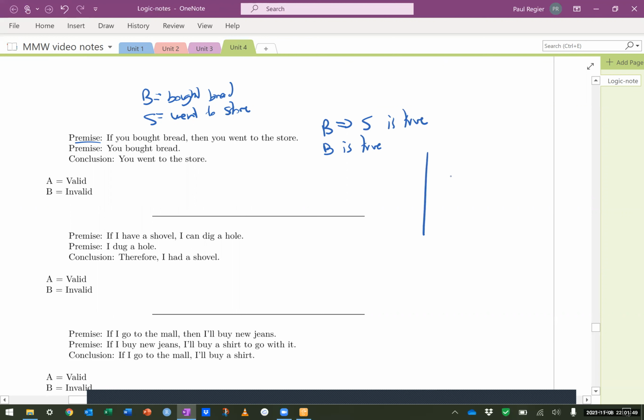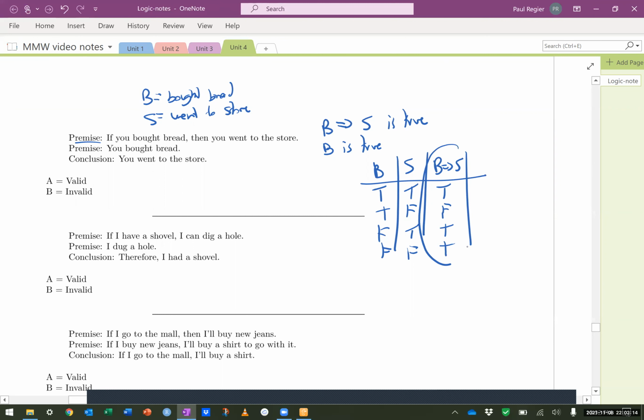So let's break it up. The truth table for B and S: true, true, false, false, true, false, true, false. B implies S is true, false, true, true. So that's true. We know this holds. And B is true also.